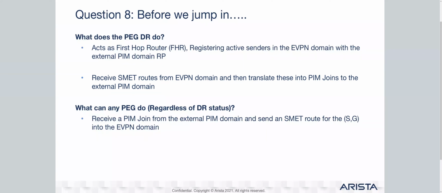But then also, what about the other devices that aren't necessarily the DR? What can they do? So while the PEG is responsible for the PIM register and actually originating the PIM joins out of the EVPN domain, all of the other devices, regardless of whether they're the DR or not, can absolutely receive a PIM join from the external PIM domain and then send the SMET route for that S,G into the EVPN domain. Right? So just because a device isn't the DR doesn't mean it can't receive a PIM join from the external PIM domain. That's totally fine.